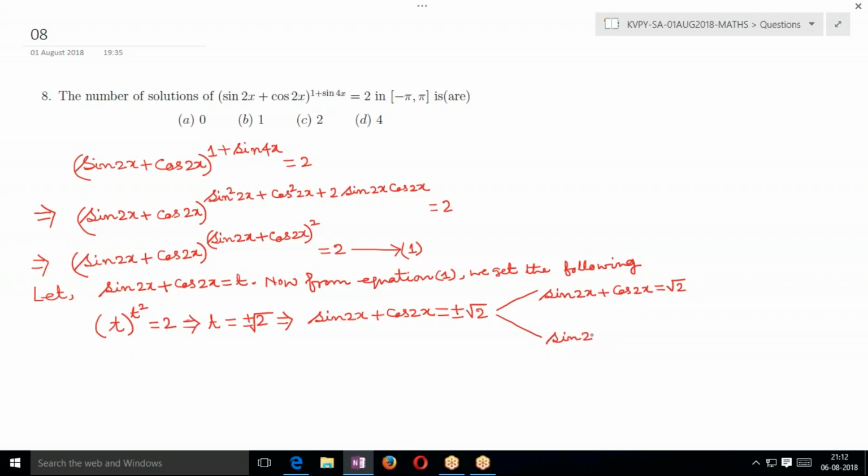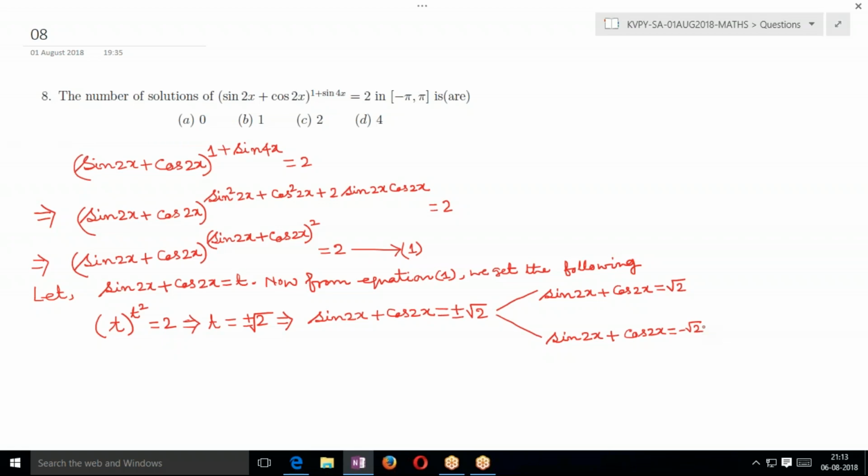How did you simplify t power t square equals 2 to t equal to plus or minus root 2? That is only by inspection. The question is good because there is no direct method of solving this equation. First and foremost, as it is a single variable t power t square, and that is equal to 2 on the right-hand side, t has to be some exponent of 2.